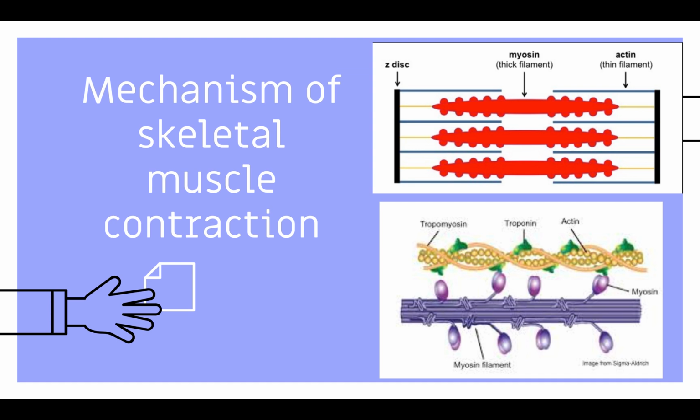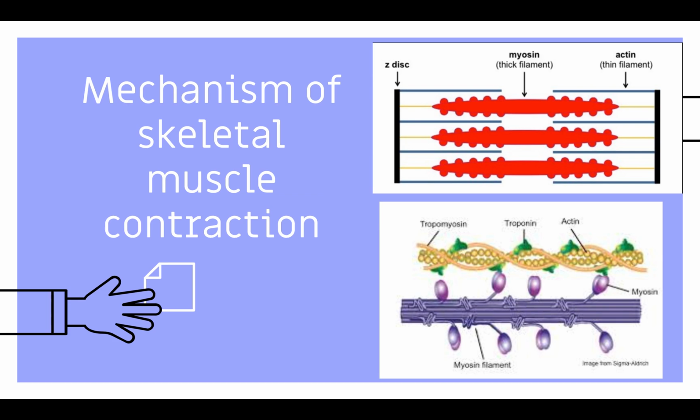Light band or dark band? This picture: dark band. There's an overlap, right? The area where they overlap is still part of your dark band. So this area right here, if I zoom in, it's this second picture. You see that there are heads sticking out of your myosin, and then you see your thinner thread-like actin.